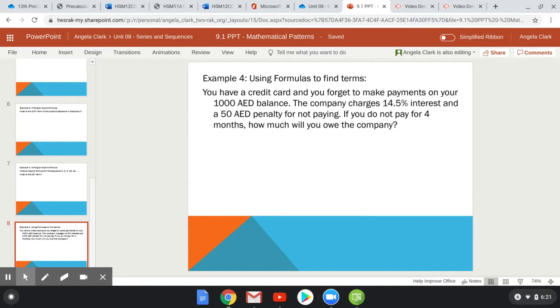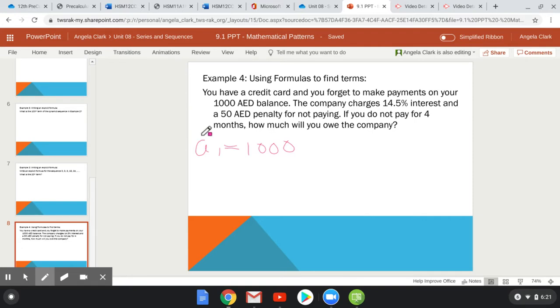So we're going to write a recursive formula. So the first thing we need is what is A1 going to be? Because remember, with recursive, we have to use the previous term to find the next term. So we have to know what A1 is at the beginning. So A1 is just going to be our initial balance, right? At the beginning, the first month before we've had a chance to make any interest, we're going to have 1,000 dirham. So that's going to be our first one.